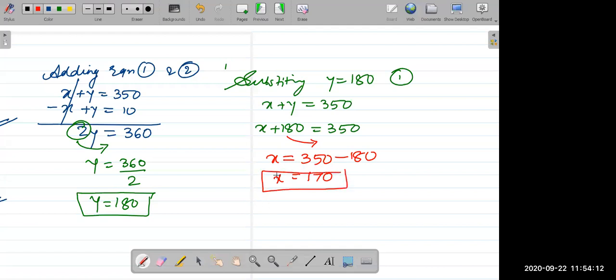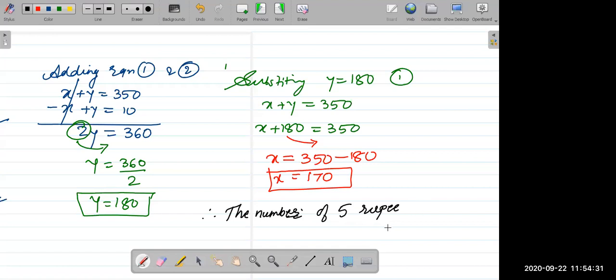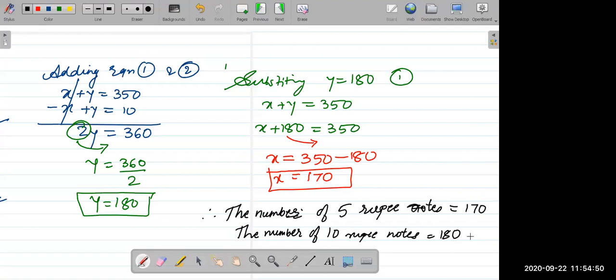I hope you all got it right. Therefore, we conclude. How do we conclude? Therefore, we need to frame it up as per the question. The number of 5 rupee notes is equal to 170, and the number of 10 rupee notes is equal to 180. That's how we do the conclusion.